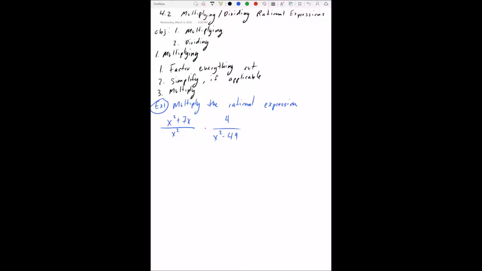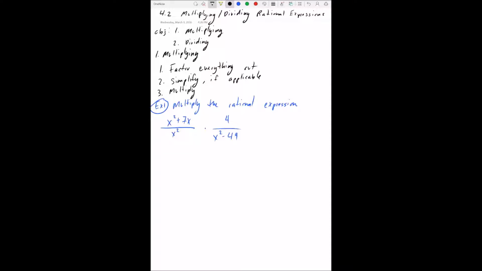Alrighty, so 4.2, multiplying and dividing rational expressions. So 2 objectives, multiplying and dividing. To multiply, what we need to do is factor everything out. After you factor out, you want to simplify. You're always going to be able to simplify. And that can either be crossing out common factors from the numerator and denominator, or cross-simplify, just like normal fractions. And then you want to multiply what you have left over.